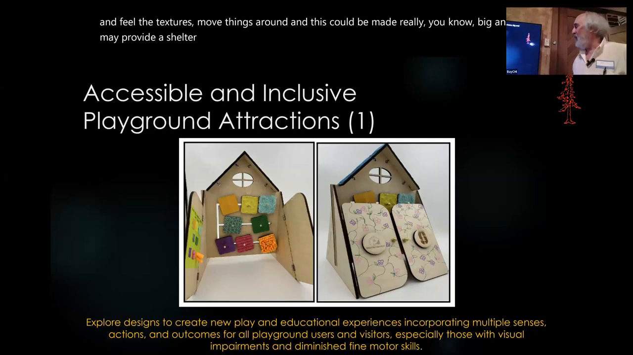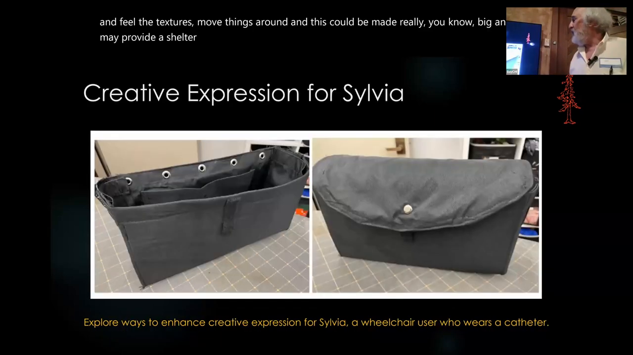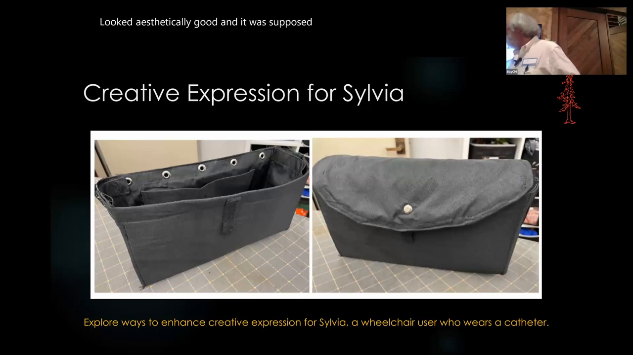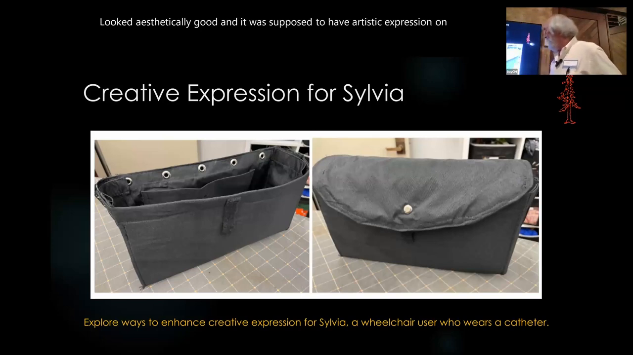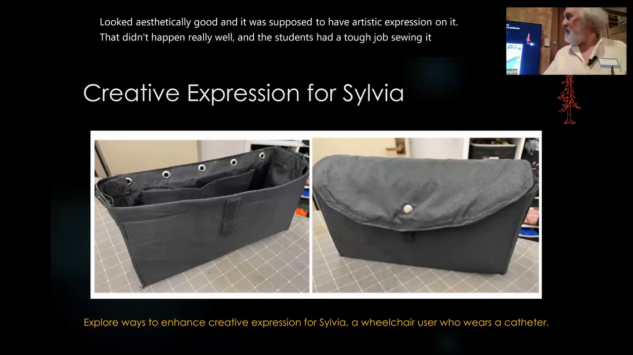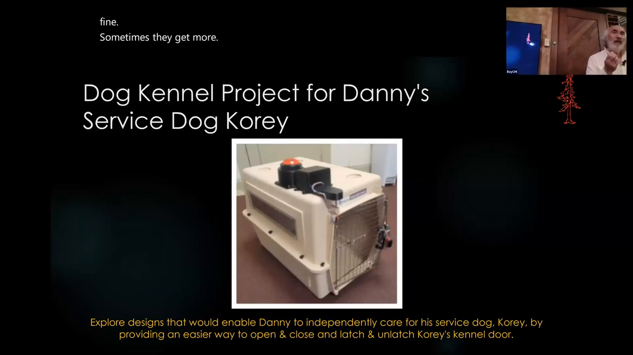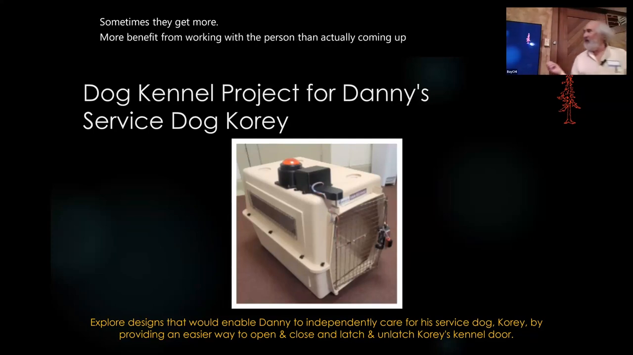Okay. So Sylvia is a wheelchair user who uses a catheter. The students wanted to make a custom bag for her that looked aesthetically good, and it was supposed to have artistic expression on it. That didn't happen really well, and the students had a tough job sewing it, but it worked out fine. Sometimes they get more benefit from working with the person than actually coming up with their device. So here's a high-tech device.